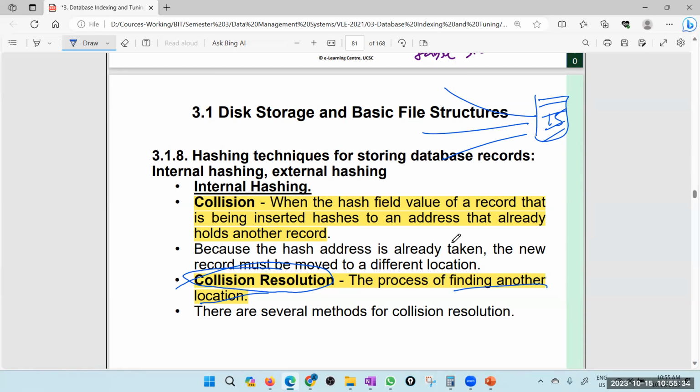So collision happens when I calculate the hash during insertions. Okay, inserting, not update and delete and so on. When you insert, the hash function gives you a block number, but that block is already filled by records. So then it's a collision, and we need to manage that collision. So we call it collision resolution techniques. That is, finding another location.